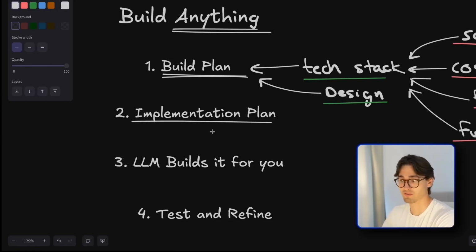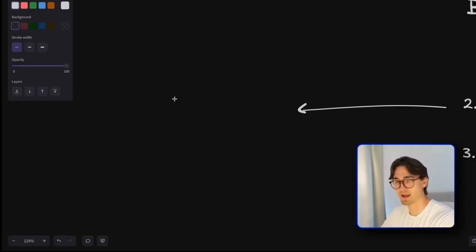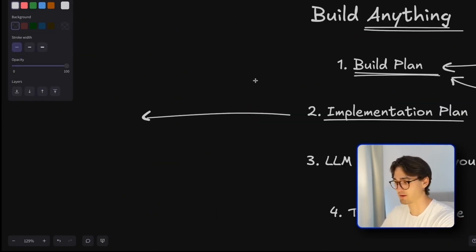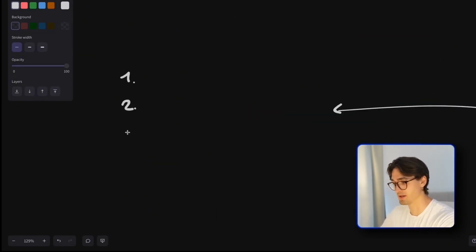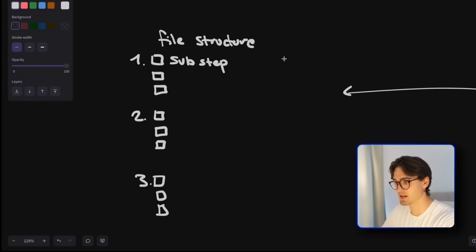But you're going to get much better results if you actually verify that you have a good implementation plan. An implementation plan is basically a plan for how you actually build the thing that you have written out in the build plan. And the way I like to do them is split them up in steps. And for each step, I want a bunch of different checkboxes. So to give you an example, step 1 might be to set up file structure. And in the file structure, there's a bunch of different sub-steps in setting up the file structure.